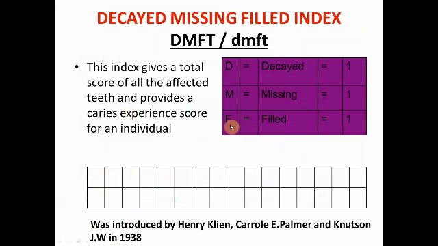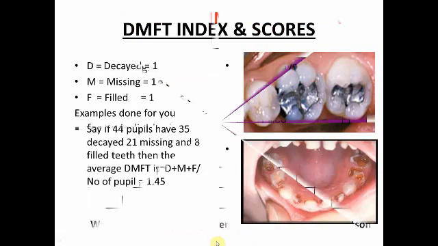We can find the number of decayed teeth and missing teeth and the filling teeth. This was introduced by Henry Klein and Carroll in 1938.